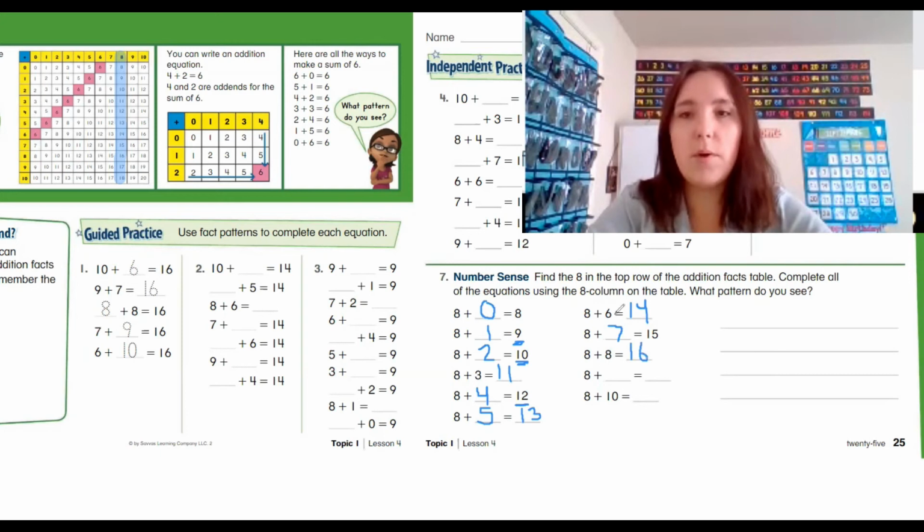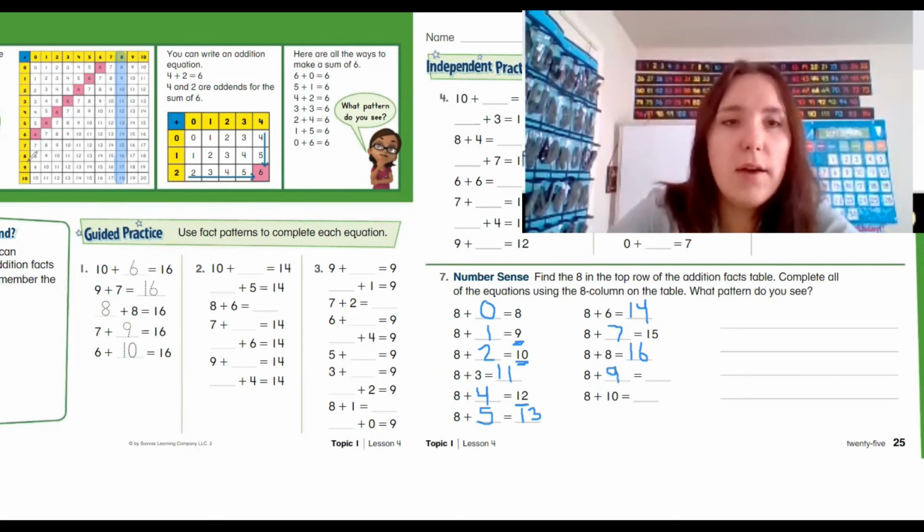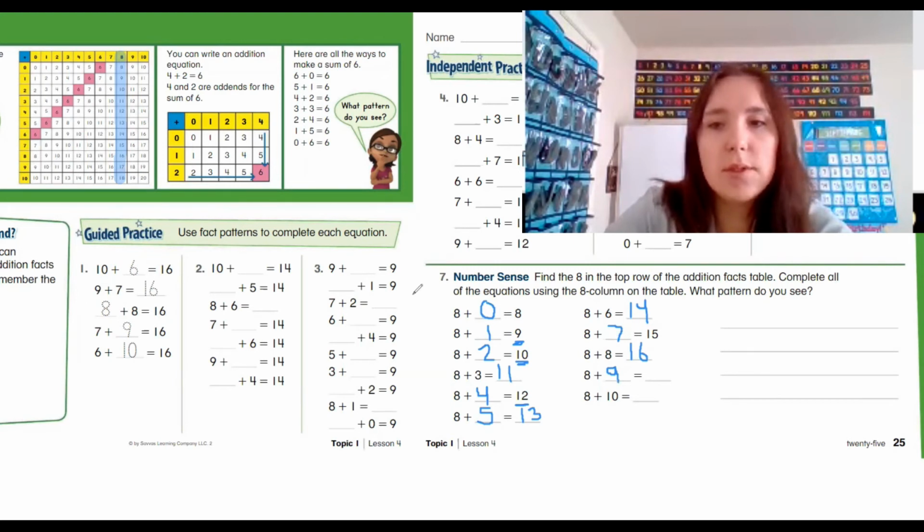Okay, remember, we're going up with our second addend, so 6, 7, 8, 9. I'm going to find my 9 over on the left and go over until I run into my 8 column. Going over, going over. Oh, 8 plus 9 equals 17.